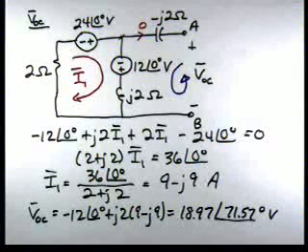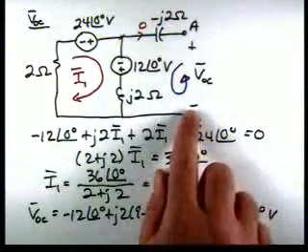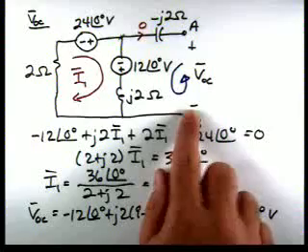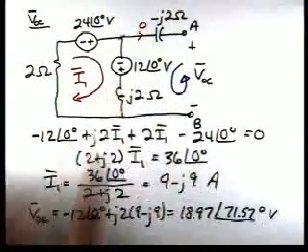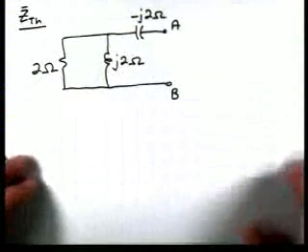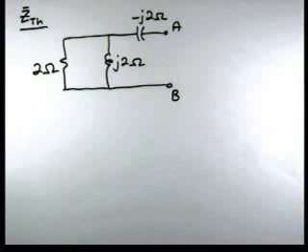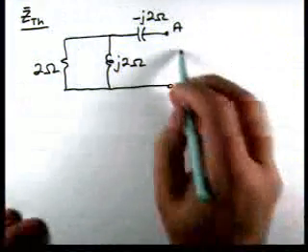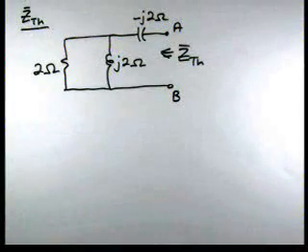Now to continue on with calculating the Thevenin equivalent, we need to find Z Thevenin. So we're going to take this circuit and set these sources to 0. So we're going to replace this with a short and this with a short. The resulting circuit is this, and now we need to calculate Z Thevenin. Z Thevenin is the impedance looking into this port.